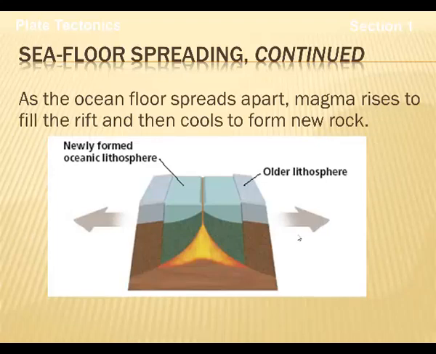So as the ocean floor spreads apart, magma rises to fill the rift and then cools to form new rock. You can see where this picture represents that process. So older lithosphere is pushed away. Newly formed lithosphere continues to be created due to those two plates diverging from one another.